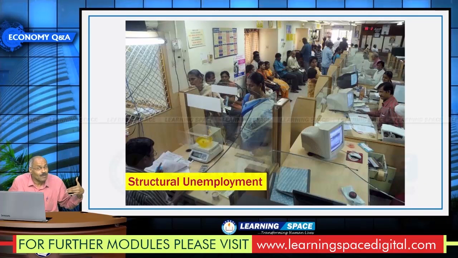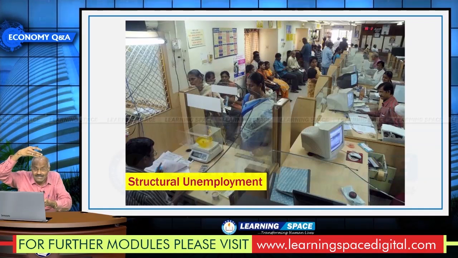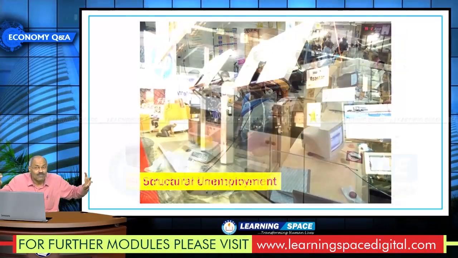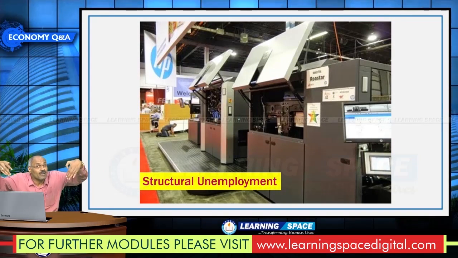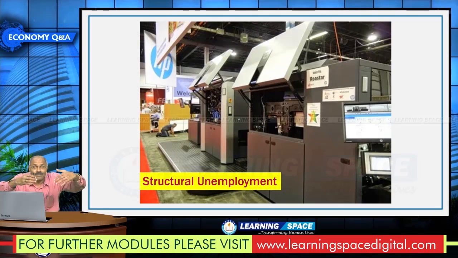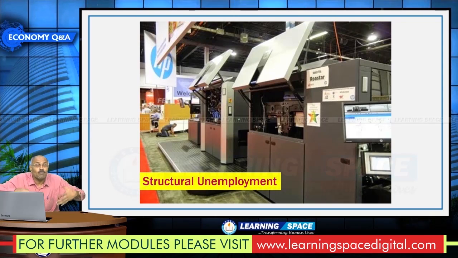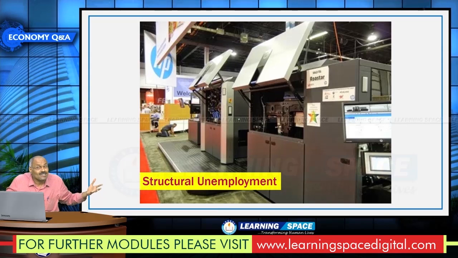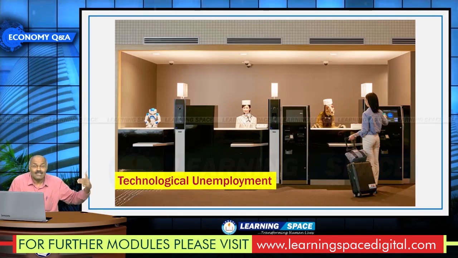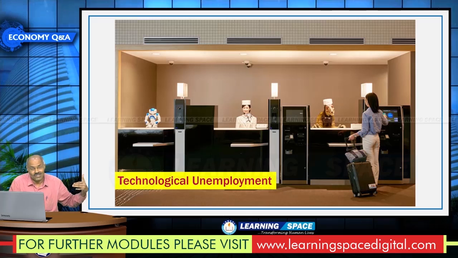So, structural unemployment results from the difference in skill sets. The skills required are more than the present day skills. Then look at another example for structural unemployment. Nowadays, advanced machines are coming for printing. So, if people are not able to improve their skills to operate these machines, then it may lead to structural unemployment.